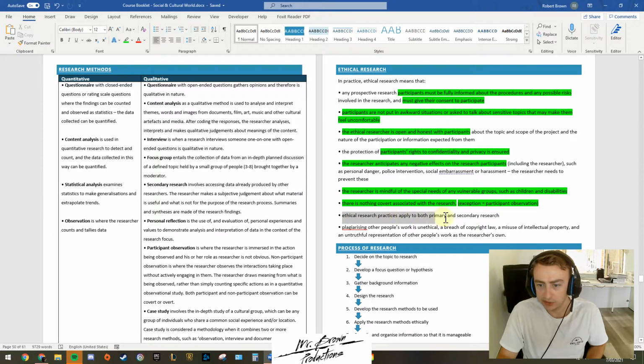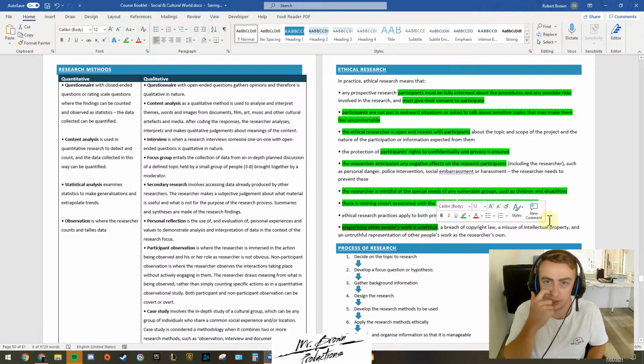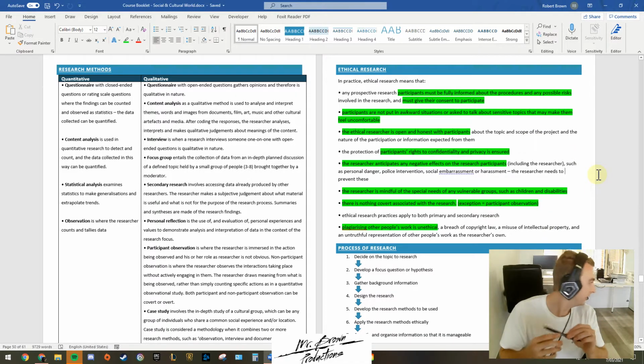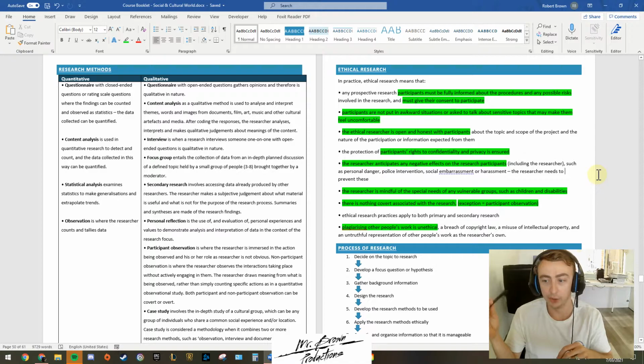Ethical research practices apply to both primary and secondary research. I don't think that's one you need to get down. That's just common sense. So just be ethical at all times. And then plagiarizing other people's work is considered unethical. So it's a breach of copyright, misuse of intellectual property, untruthful representation of your work. You don't need to get all that, that's common sense, but plagiarizing is unethical. You wouldn't do that because you're not taking credit for something that's not yours. So that's the ethical research component of the research methods.